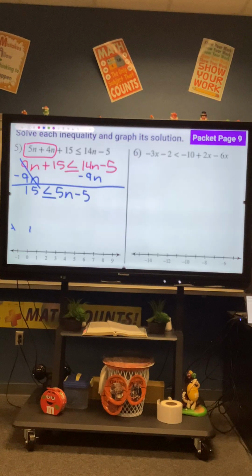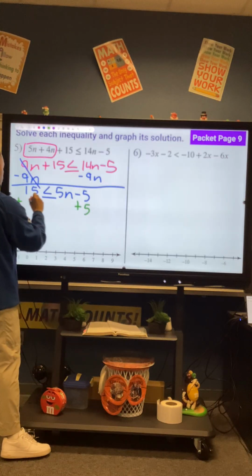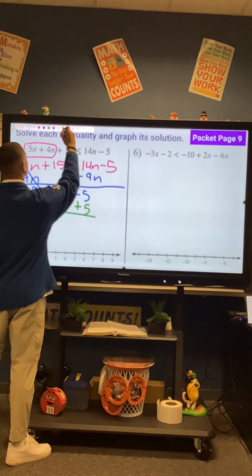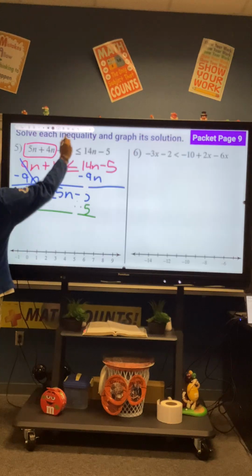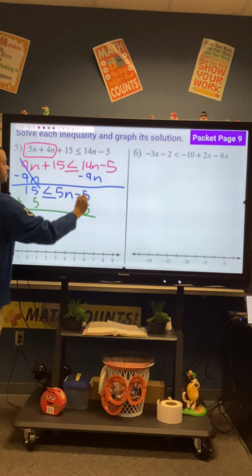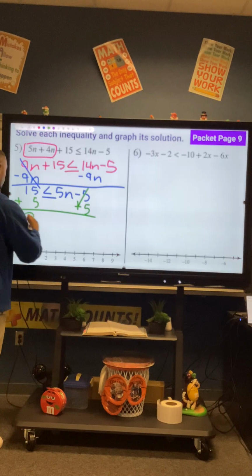Since it's already being subtracted, you do the opposite. So if it's -5, you add 5 to each side. So what's 15 plus 5? Oh, yeah, I see that. 15 plus 5? Mm-hmm.